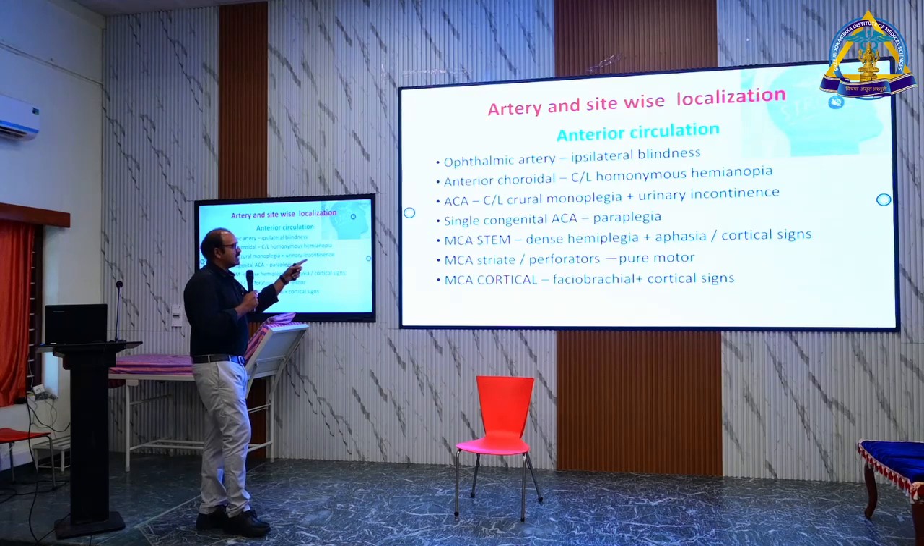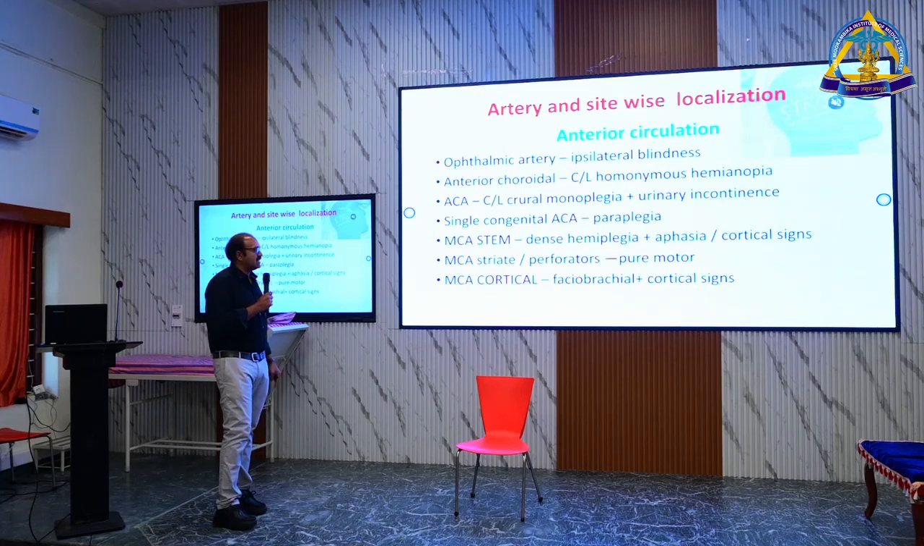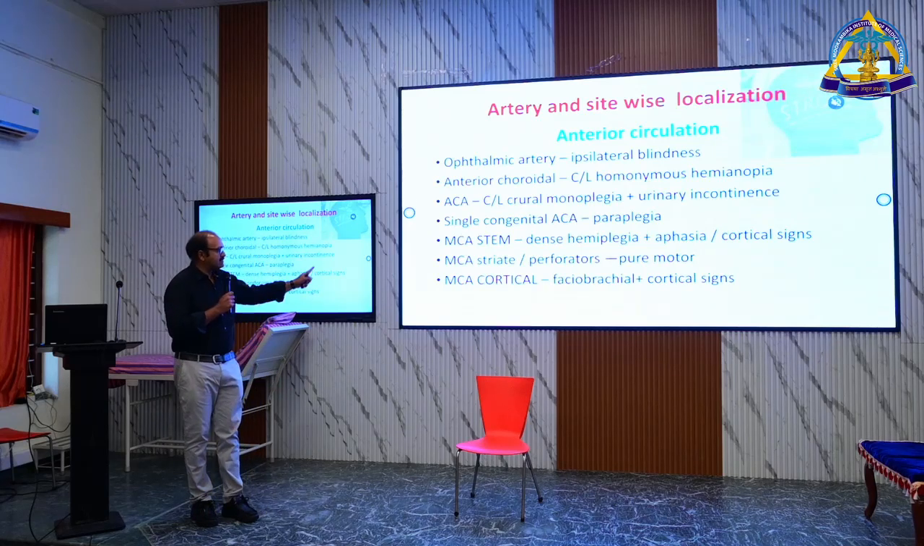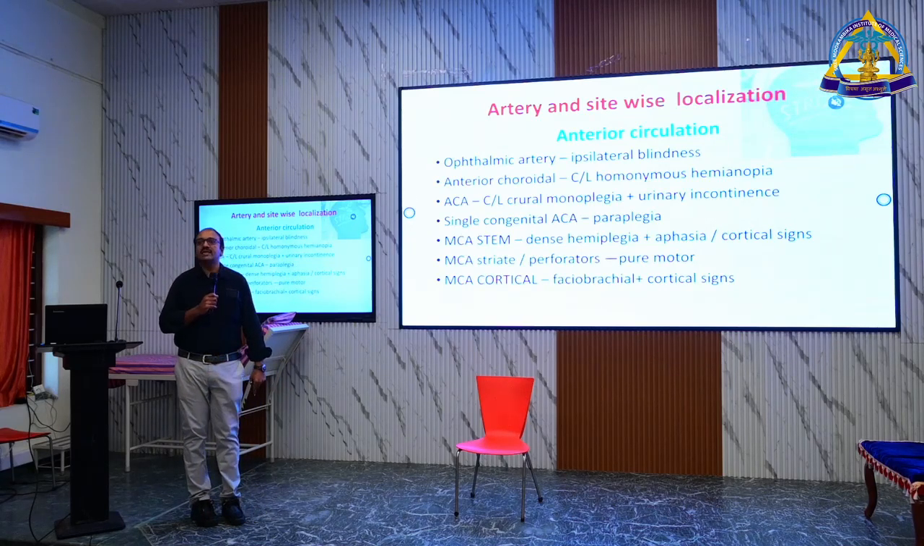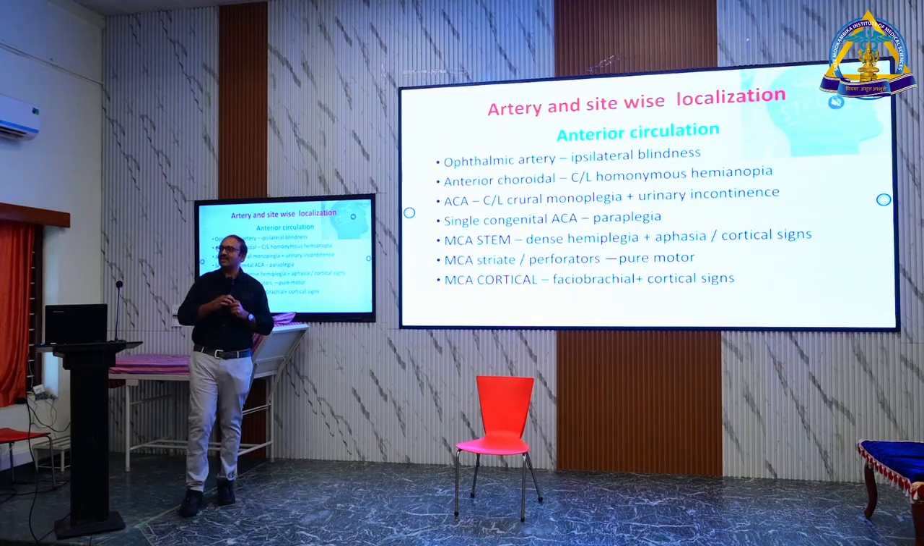Then we have the MCA stem. If the MCA stem is affected, three different patterns can come. It can be the MCA stem, it can be the MCA perforators, and it can be the MCA cortical branch. Then superior division, MCA inferior division. So with MCA there are three to four manifestations.